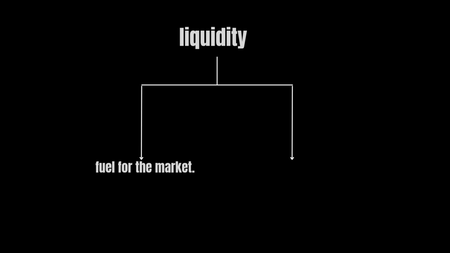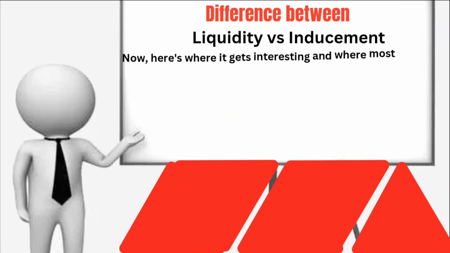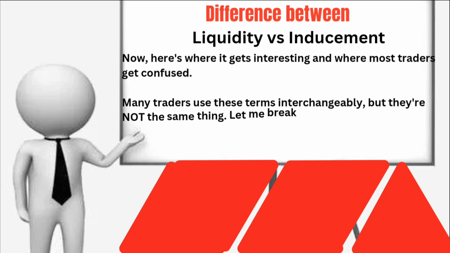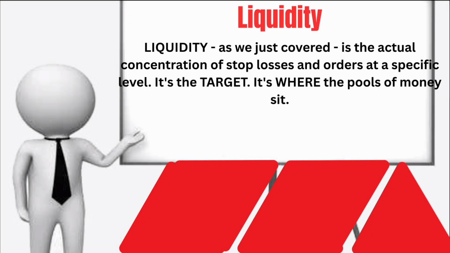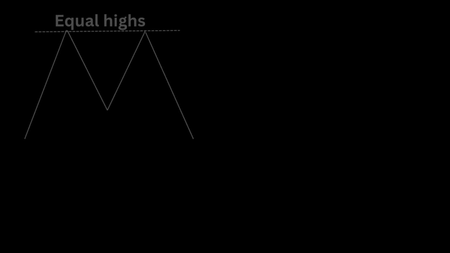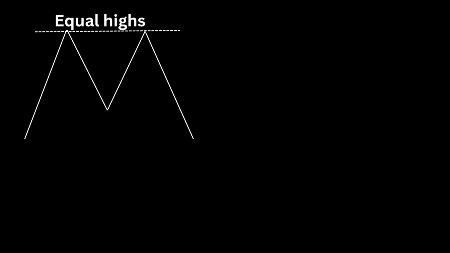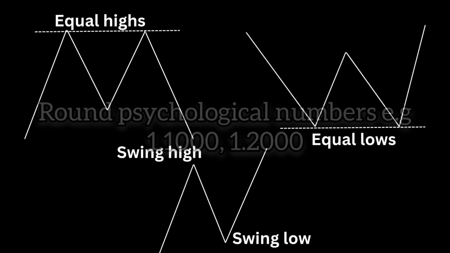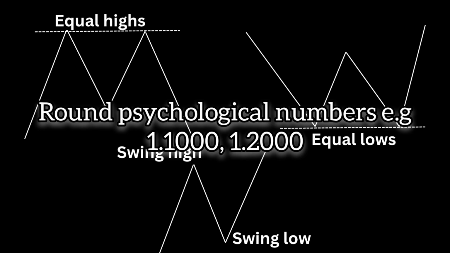Now, here's where it gets interesting and where most traders get confused. Many traders use these terms interchangeably, but they're not the same thing. Let me break it down. Liquidity, as we just covered, is the actual concentration of stop losses and orders at a specific level. It's the target. It's where the pools of money sit. Common liquidity zones include equal highs, buy stops resting above, equal lows, sell stops resting below, swing highs and lows, and round psychological numbers like 1.1000, 1.2000.